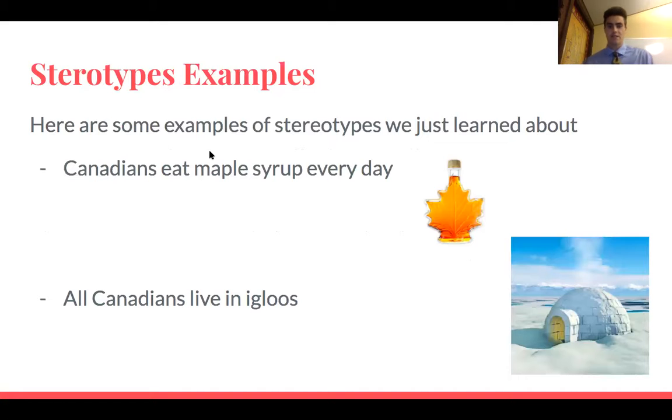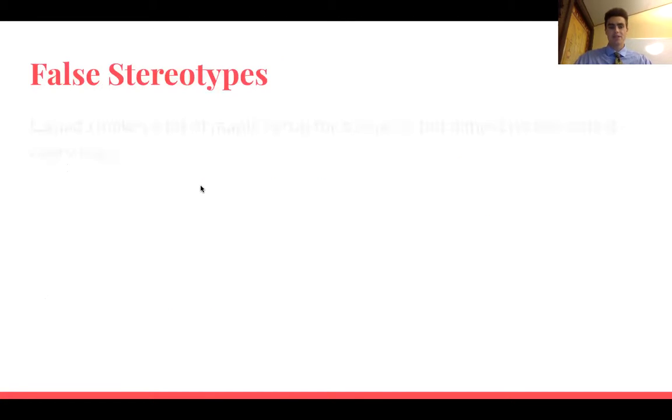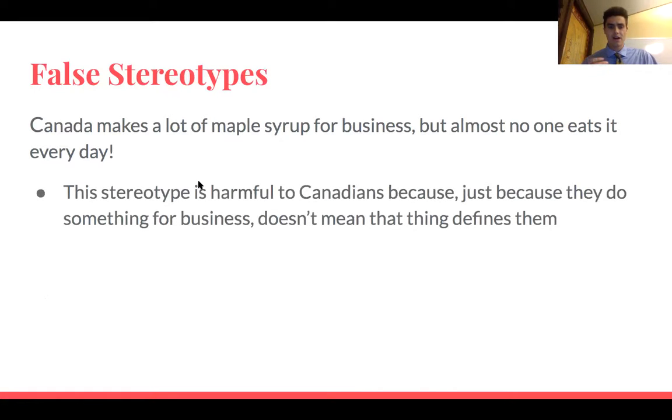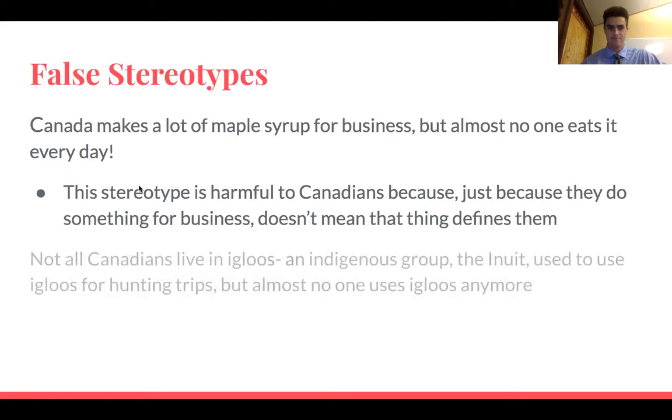So here's some examples of stereotypes we just learned about, okay? One stereotype about Canadians is that they eat maple syrup every day. Another stereotype about Canadians is that all Canadians live in igloos, okay? But these are false stereotypes. Canada makes a lot of maple syrup for business, but almost no one eats it every day, right? So this stereotype is harmful to Canadians, because just because they do something for business doesn't mean that thing defines them, right? Their business does not define them.